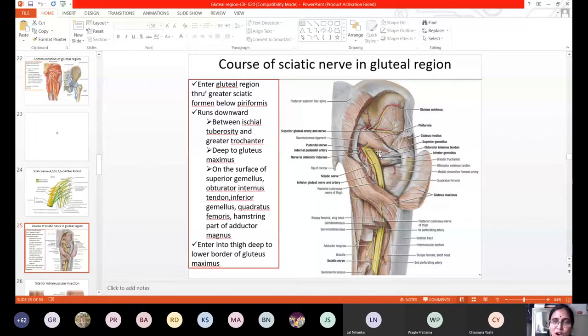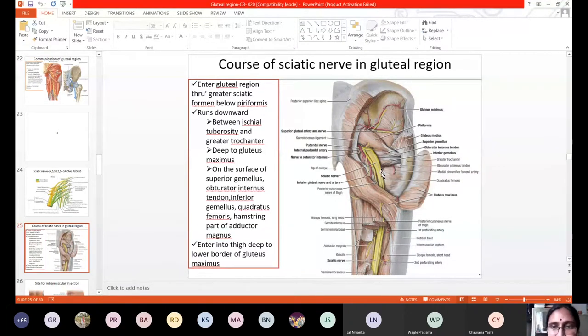on the surface of this muscle, this small muscle which is adhered to the tendon of obturator internus. It is a part of a twin muscle, so this is known as superior gemellus. On the surface of superior gemellus, tendon of obturator internus, inferior gemellus, this is inferior gemellus, and the quadrilateral muscle, this is the quadratus femoris, and the origin of the hamstring part. This big one is the origin of the hamstring part of adductor magnus. Adductor magnus, and it enters into the thigh. This part is the back of the thigh. Okay, so it enters into the back of the thigh deep to the lower border. This is the lower border of gluteus maximus. Are you following?